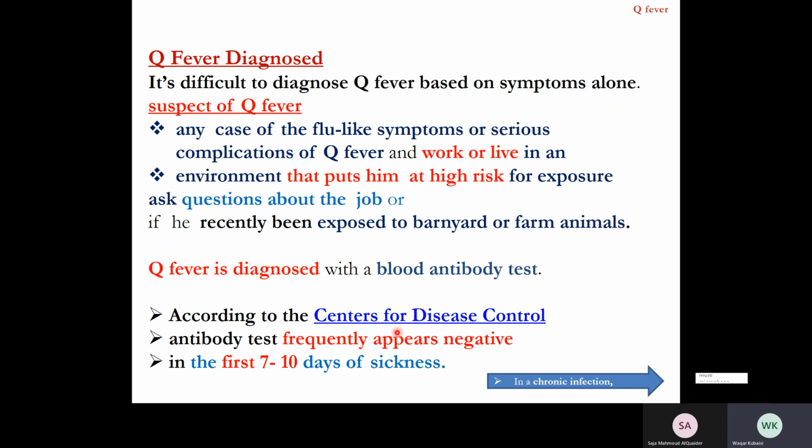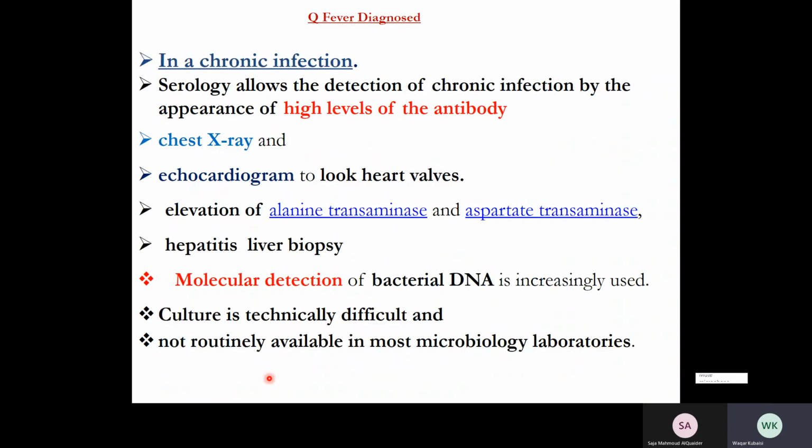Actually, the antibody is not enough, particularly in the acute form. They found that even if you do antibody testing 7 times, the result will be negative. It will still be negative in the first 7 to 10 days of the sickness. So it's not a diagnosis. You have to wait. It frequently appears negative. While in chronic, yes, in chronic the antibody is present.